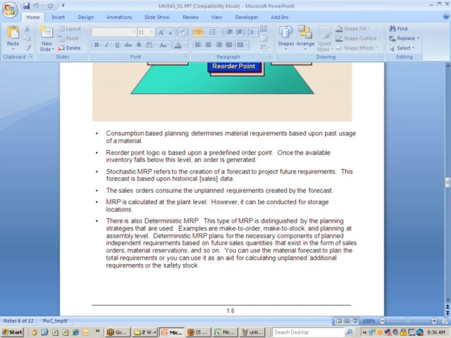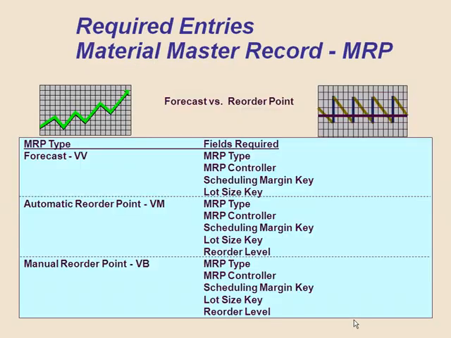In case of planned independent requirements, though you are planning for a boiler, the components will not get planned. This is again a part of the PP module, so I will not be discussing too much into it. You could see here, deterministic MRP plans for the necessary components of the planned independent requirements based on the future sales quantities that exist in the form of sales orders, material reservations, and so on. You can use the forecast to plan the total requirements, or you can use it as an aid for calculating the unplanned additional requirements of the safety stock.